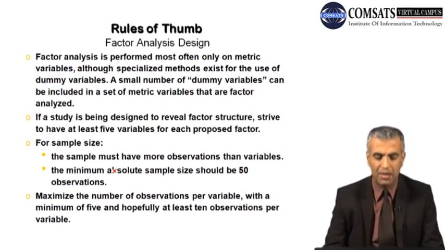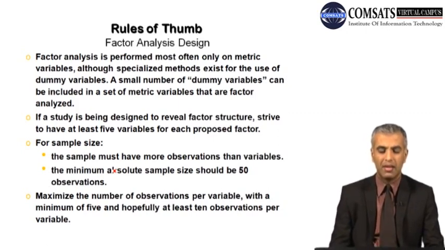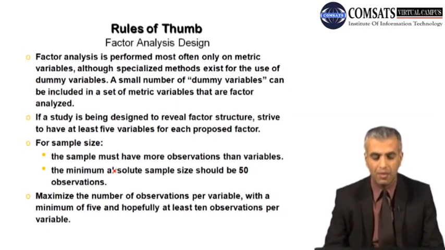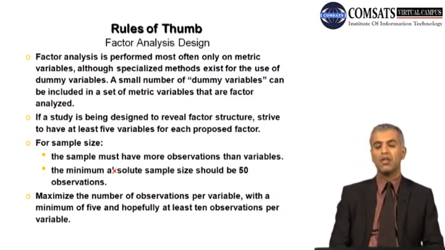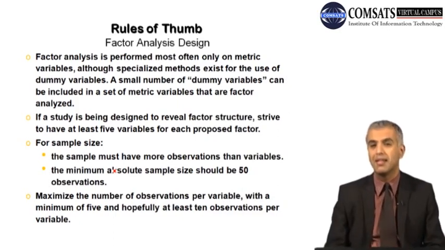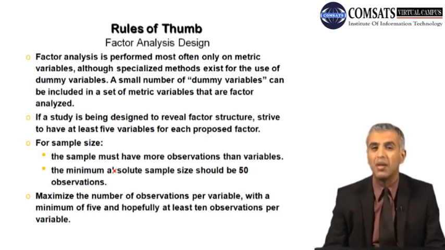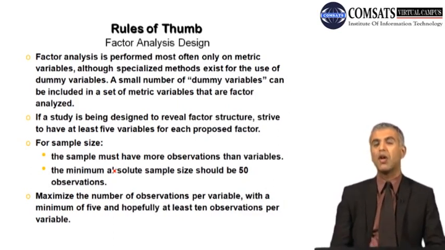Again, we have stated here that there should be as many observations per variable as we can. The minimum is 5, and at least 10 observations per variable, as we have discussed before. So these are the various guidelines which should be considered while designing a factor analysis. If these basic conditions are not met, then we would have to abstain from applying such a methodology.